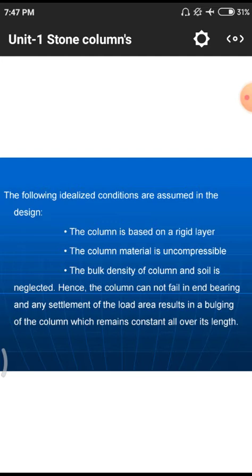Next, we assume the bulk density of the column and the soil is neglected. Density means the quantity of matter in a particular volume. So the bulk density of the particular volume of the soil and column will be neglected. Hence the column cannot fail in end bearing. End bearing means the total structure has different columns, and particularly at the end of the structure we use end bearing to control the stress distribution to the surrounding soils and other conditions.